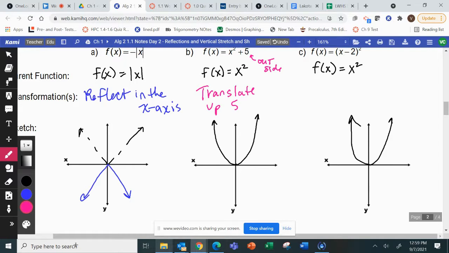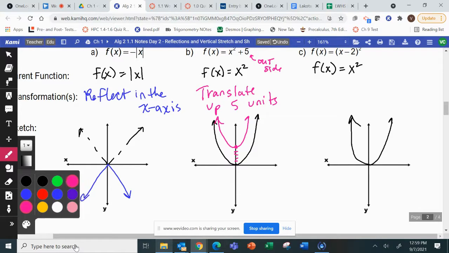Translate up 5 units. So 1, 2, 3, 4, 5. There we go. There's my U shape translated up 5 units. And you guys, you know what? That's not super accurate, but I can definitely tell the most important part is that it was translated up 5 units. That's what you're showing me. You just don't have to take a long time and make the graphs beautiful. And then question C.